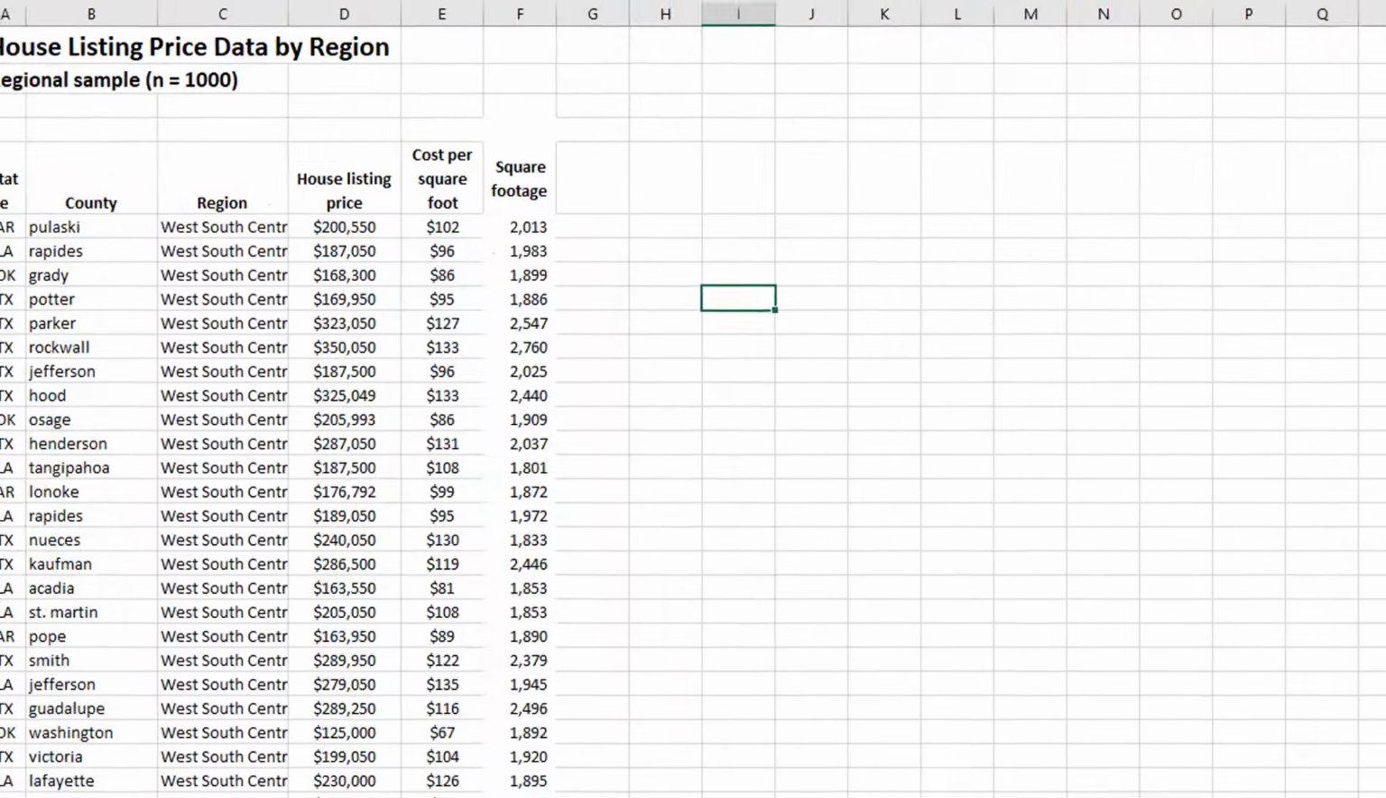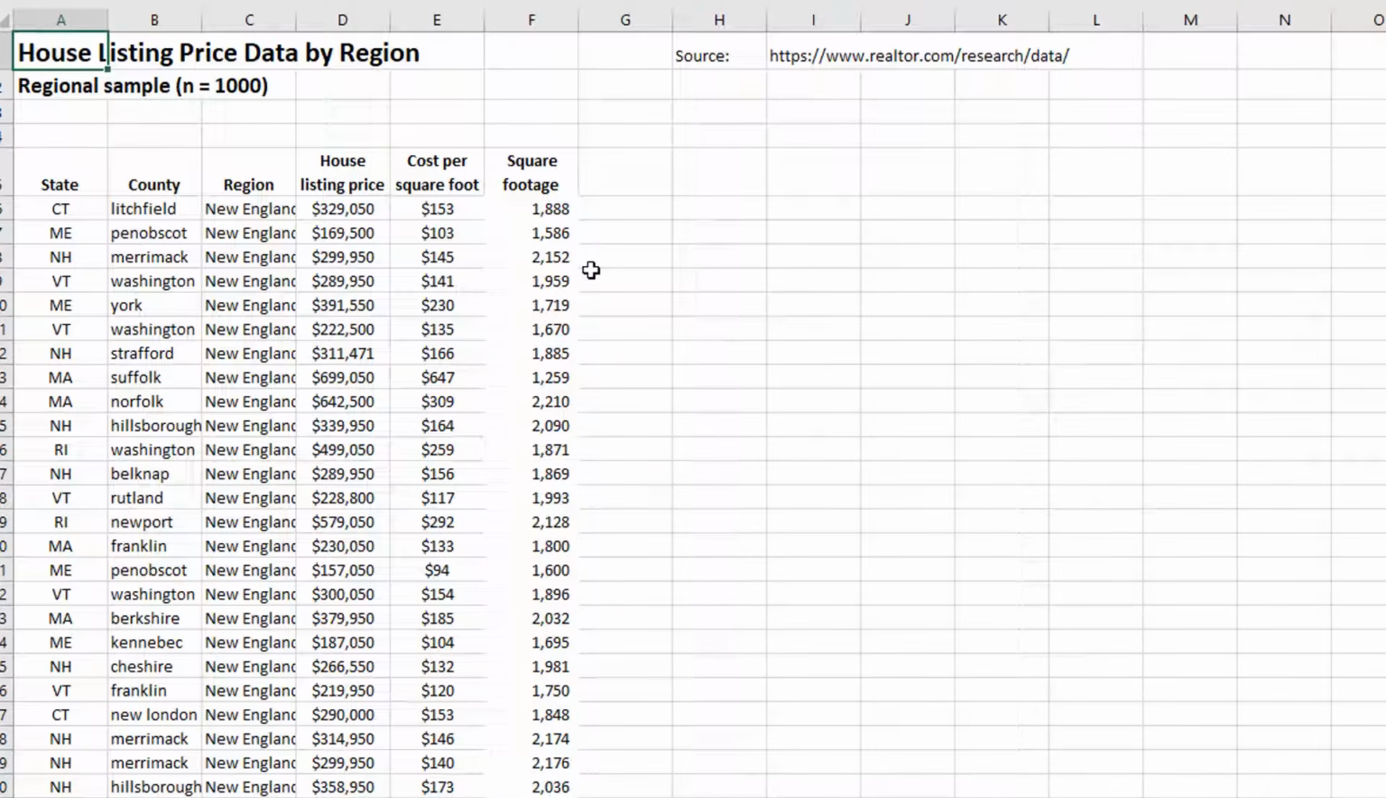All right, now I was born in Connecticut. I'm going to go to New England, and first thing to remind you, what do we do to get a random sample of 100? Remember, we're going to put random numbers in the last column. I'm going to type in the formula equals RAND parentheses, and that is my function in Excel that generates a random number between 0 and 1.